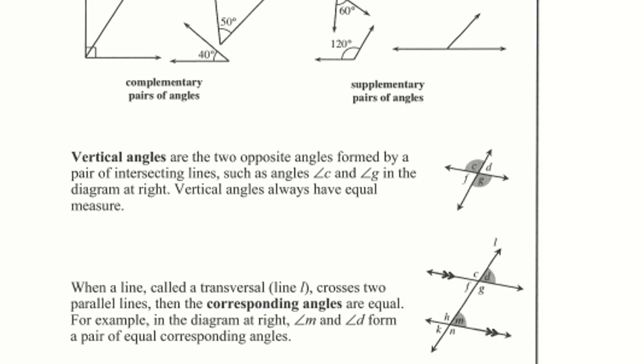When a line called a transversal crosses two parallel lines, then the corresponding angles are equal. This is a corresponding angle, and this is a corresponding angle. They're in corresponding locations. In this case, this transversal is L. When a transversal cuts through lines that are parallel to each other, those two angles are going to have the same number of degrees, and those are called corresponding angles. I know these lines are parallel from the diagram because of this marking, this little double arrow, showing me that those two lines are parallel, and those corresponding angles therefore are congruent.